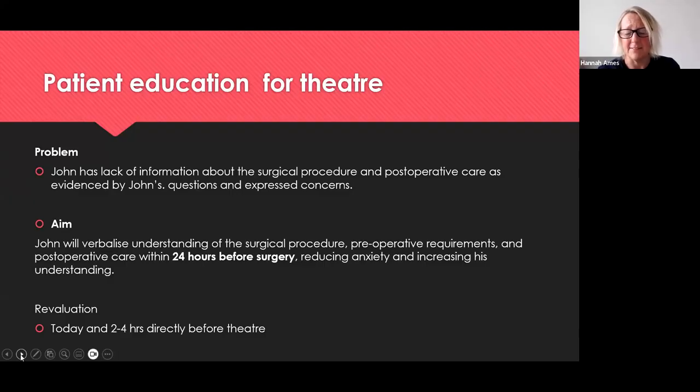I've just put the 24 hours in there as an example, but if you know your patient's going to theatre in like 2 hours, 6 hours, you can obviously reduce that time frame to fit with that. When I'm going to reevaluate that, I might reevaluate that every 2 to 4 hours. Again, it depends on your time frame to theatre, but also directly before the patient goes to theatre. So I know before they go to theatre, they have got all the correct information.